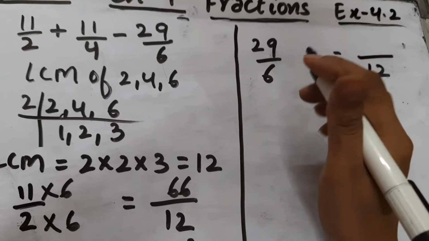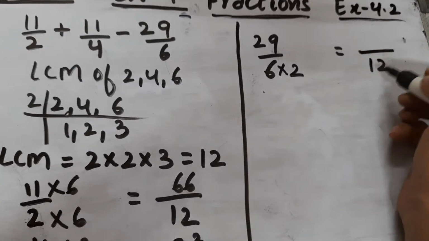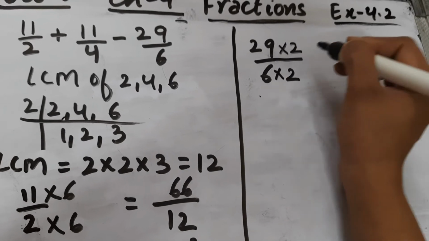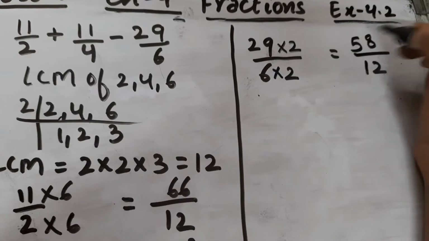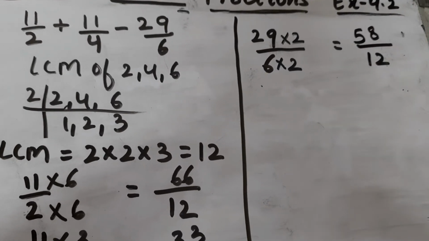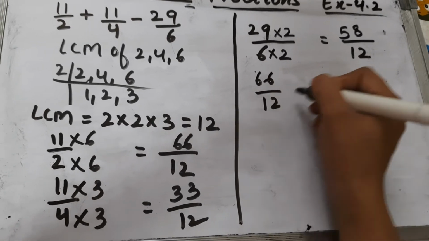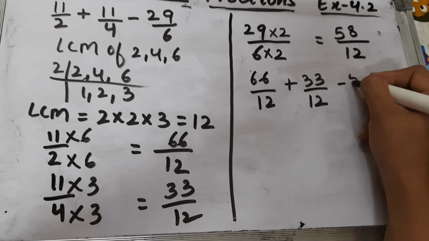And by which number I should multiply 6 to get 12? If I multiply 6 by 2, I will get 12. So multiply 29 also by 2. Okay, so this will be 58/12. Now our question has become 66/12 plus 33/12 minus 58/12.